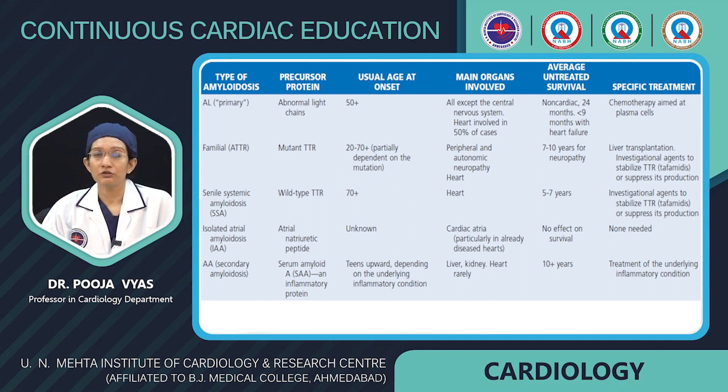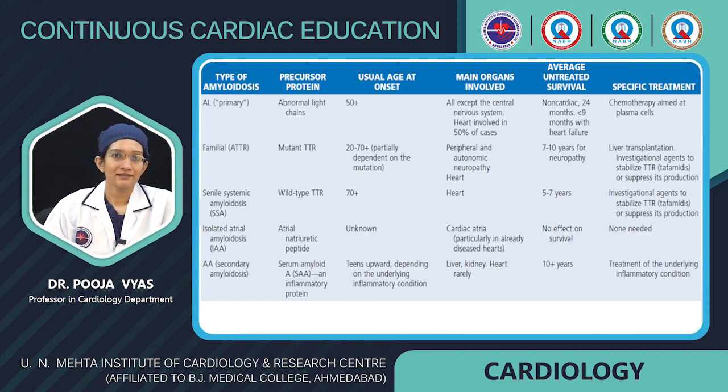Specific treatment would be chemotherapy or bone marrow transplant for the AL type of cardiac amyloidosis, while in the familial type of cardiac amyloidosis, either liver transplant, or nowadays we can even give tafamidis in that group. In wild type senile systemic amyloidosis, wild type transthyretin, the usual age of presentation is more than 70 years. The main organ involved is the heart, and average expected survival is 5 to 7 years. Here also we can give tafamidis to suppress the production and to stabilize TTR.